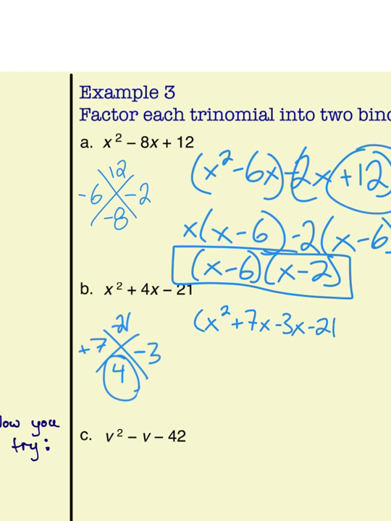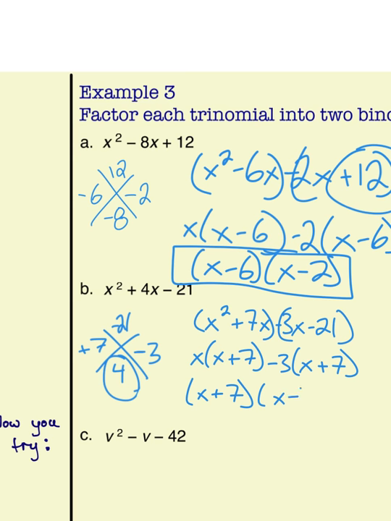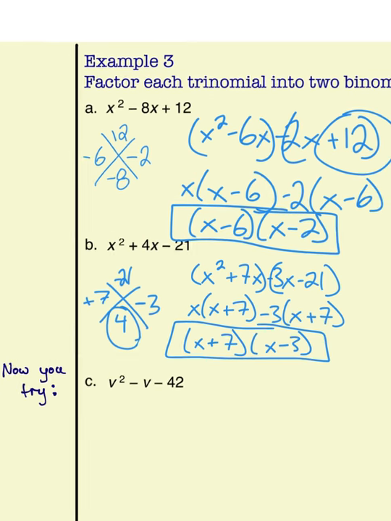Then we are going to factor by grouping. So x squared and 7x have an x in common. I'm left with an x plus 7. And negative 3x and negative 21 have a negative 3 in common. I'm left with an x plus 7. Factor out our binomial x plus 7, and we're left with an x minus 3. And that is our final answer.